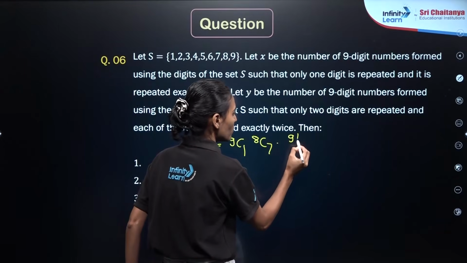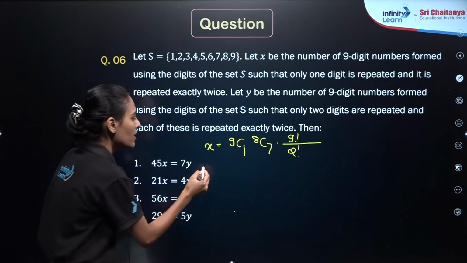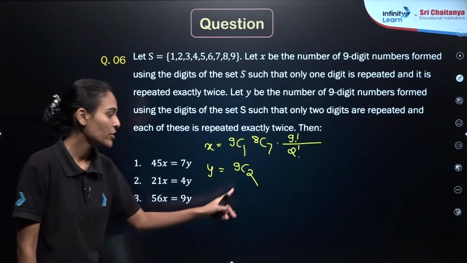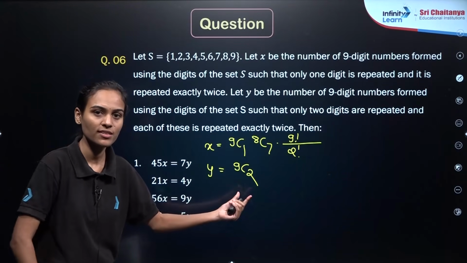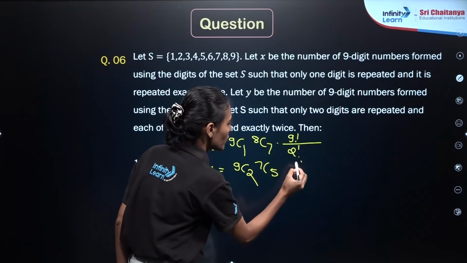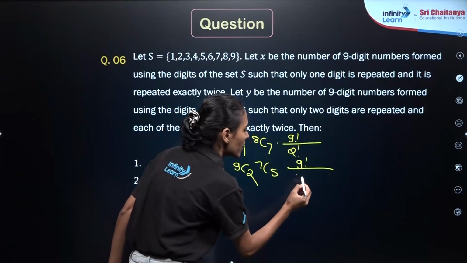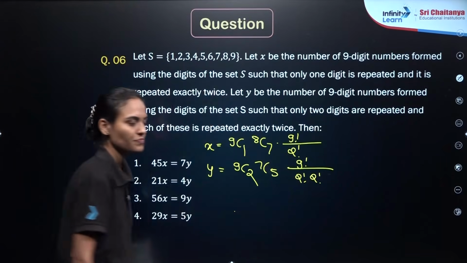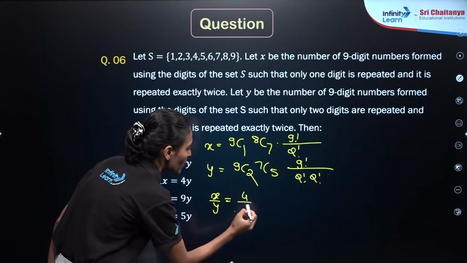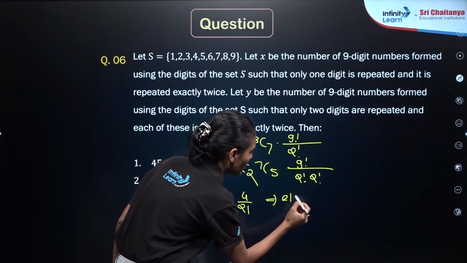So now 9 factorial upon 2 factorial, because 9C1, 2 pairs same type. Next, y will be, now here I will choose 2. So here I am having 2 pairs, which means 4 places done. I have to fill now 5 places, which is nothing but 7C5, 9 factorial by 2 distinct pairs, divided by 2 factorial 2 factorial. So from here you will get x upon y as 4 upon 21 after solving the factorials, and from here you will get 21x as 4y.